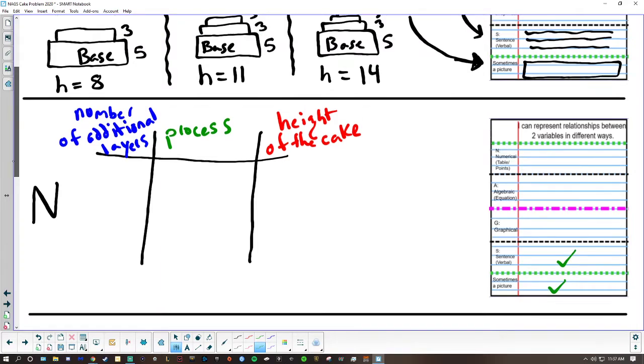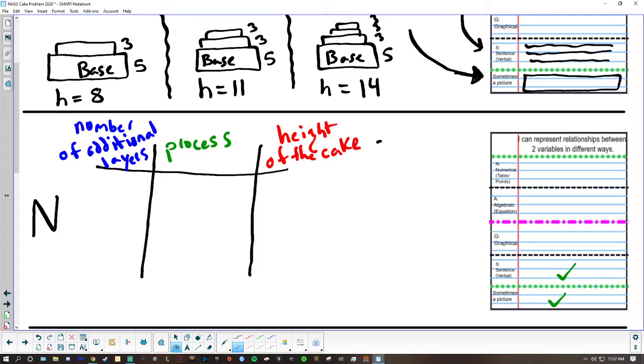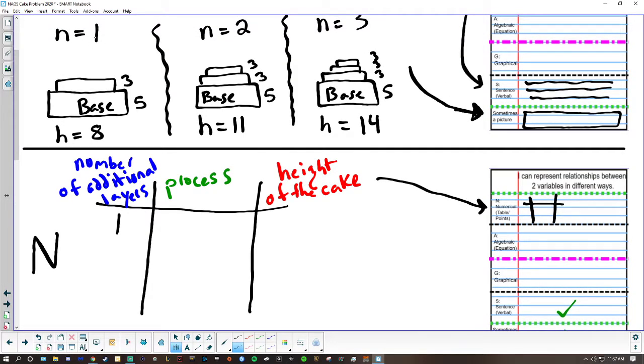So if we go back and look at our pictures and make sure we're writing this in N. This is our numerical, so we should have a nice big table there. So for N equals 1, if we have 1 layer of cake, we know we have our base plus the additional. So I have 5 for the base plus 3 for the additional layer of cake, which means the total height of my cake is going to be 8.